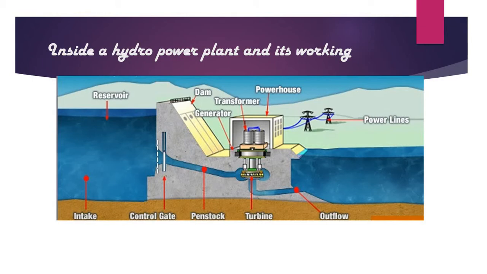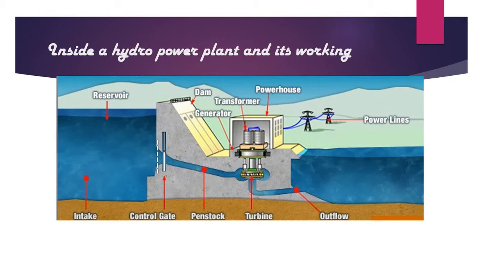The next one is the turbine, or hydro turbines. The main function of hydro turbines is to convert the kinetic energy of the water into mechanical energy to produce electrical power. The turbines which are in common use are Pelton wheel, Francis turbine and Kaplan turbines.